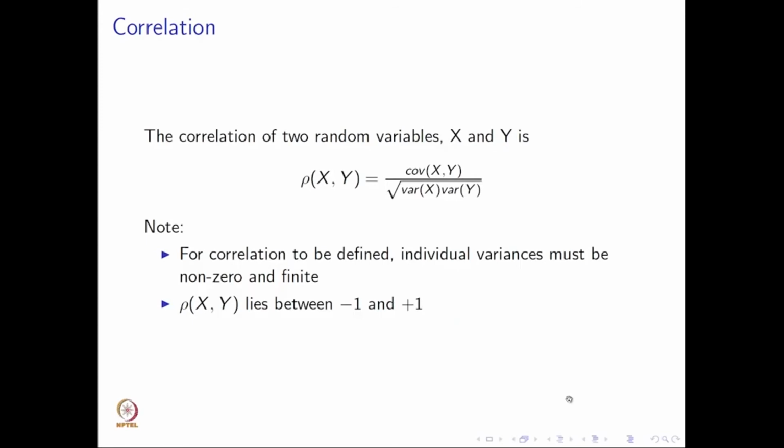Closely related to the concept of covariance is the concept of correlation. The correlation of two random variables x and y is nothing but the covariance of the two random variables x and y divided by the square root of the product of their individual variances. Basically, correlation is a normalized version of covariance. So, the correlation will always be between -1 and 1. Also, since we use the variance of the individual random variables in the denominator, for correlation to be defined, individual variances must be non-zero and finite.